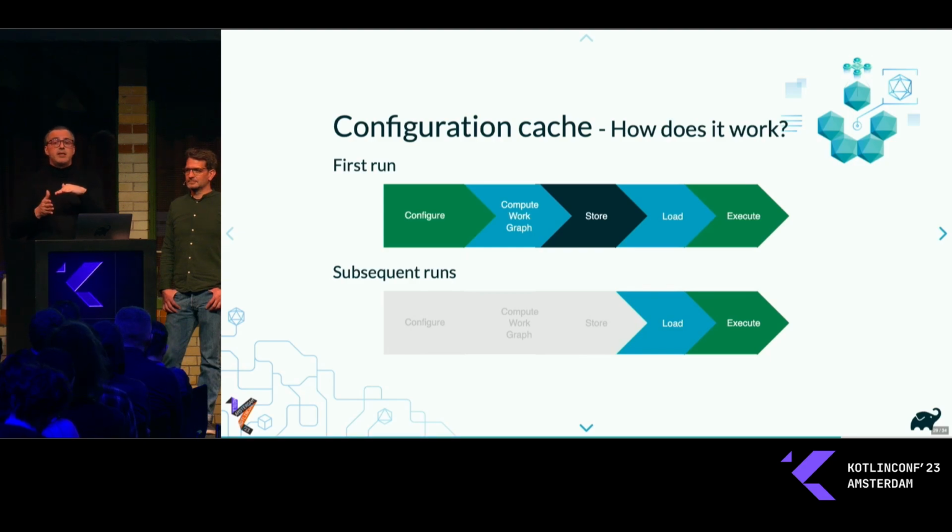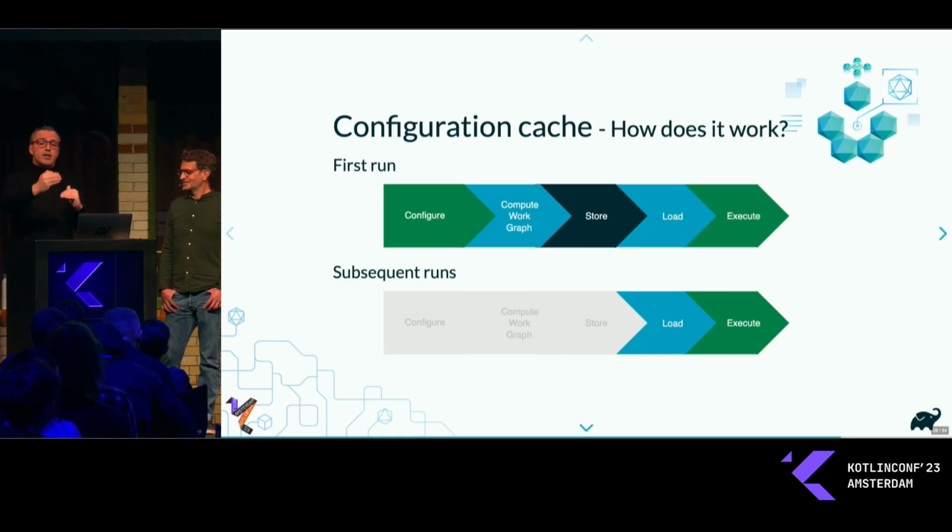And immediately discards all the state that it can discard at that point, like your configuration models that are not used anymore, and build services, basically releasing all the memory it can. And immediately loads from the cache again. So with that, we can then execute this work graph, but we can execute it better now with the configuration cache, and I'm going to talk about that in a minute.